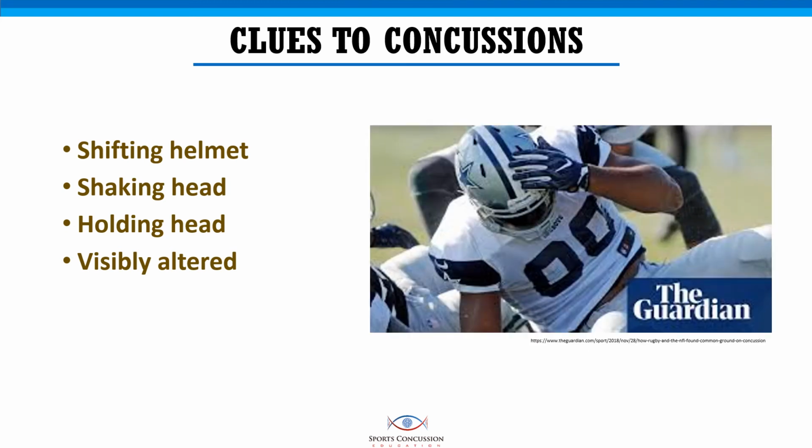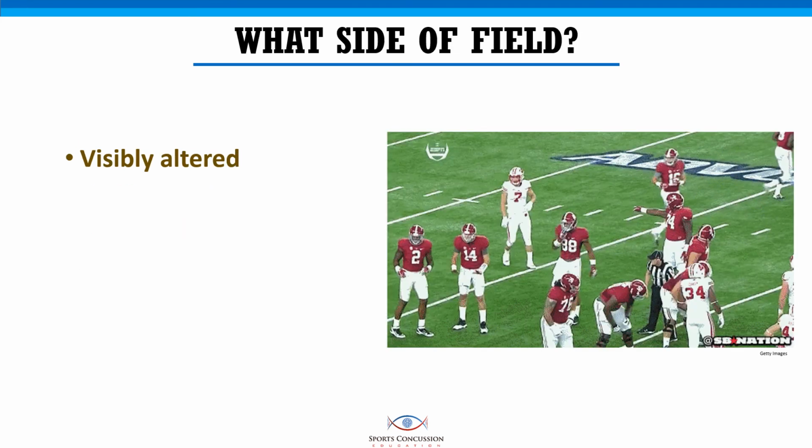While some player cues may be clear evidence for an SRC, other cues such as shifting their helmet or shaking their head are more subtle and in isolation would not be concerning, but when added to the context of a hard hit, player position, and/or specific play, then that may pique your interest that an SRC occurred. Or the most obvious, if they are visibly altered, such as lining up on the wrong side of the field, going to the wrong sideline, or are very slow to make it back to the huddle.